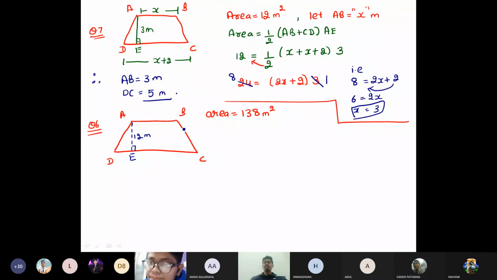The difference between the parallel sides. So can I say that DC minus AB, difference means this, because DC is the longer side. So longer side minus shorter side, it is how much? 7 meters. Yes or no? That means the difference between these two sides is 7. So students, can I take this as x plus 7 and this as x?